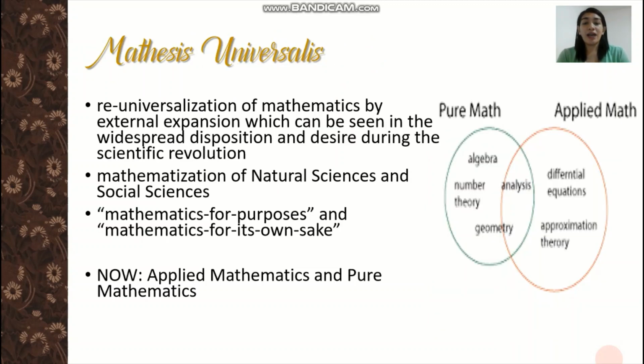Okay? Next, we have math thesis universalis. So, meaning, balik na ulit tayo sa general knowledge. Okay? So, there is the reuniversalization of mathematics by external expansion, which can be seen in the widespread disposition and desire during the scientific revolution. Okay? During this time, nagkaroon ng mathematization of natural sciences and social sciences. Okay? Nagkaroon ng mathematics for purposes and mathematics for its own sake. Or meaning, nagkaroon tayo ng applied mathematics and pure mathematics.